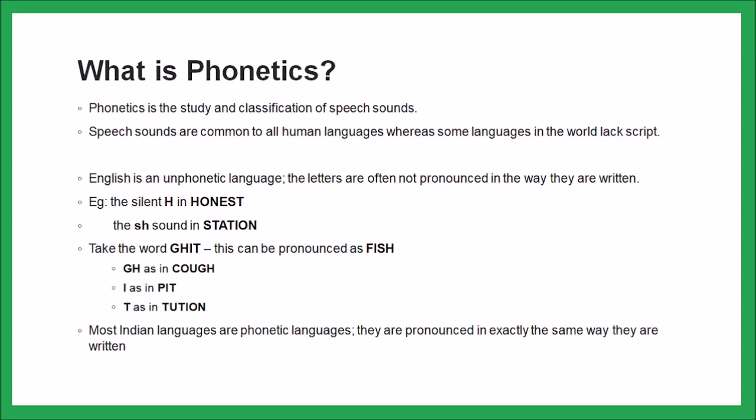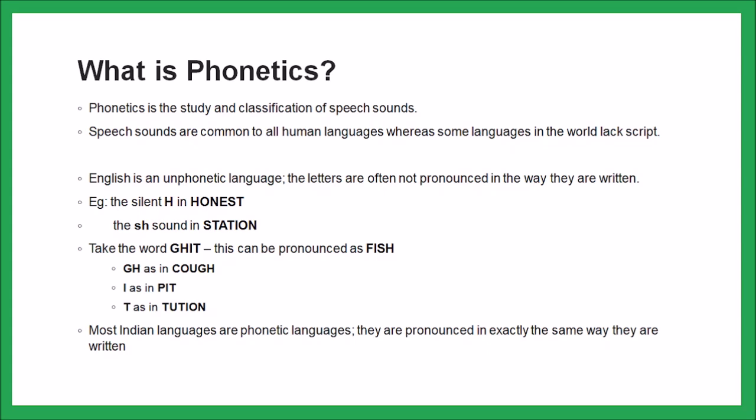Then the letter I. When we read that letter, we read it as I. But how do we pronounce it? Take that word pit, P-I-T. Pit. That I is pronounced as E. Pit. So therefore, I is for P-I-T. Pit. E sound. Then the final letter T.